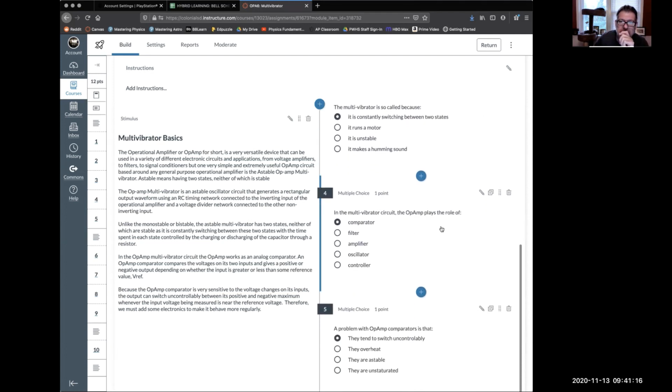In the multivibrator circuit, the op-amp plays the role of a comparator. It's right here. In the op-amp multivibrator circuit, the op-amp works as an analog comparator. It's comparing the two signals that come in through its two inputs. In the differential amplifier, I can't remember which op-amp assignment that was, but at the very end of that, we said we can describe this as a comparator because your op-amp is effectively comparing the signals that it's getting at its two inputs.